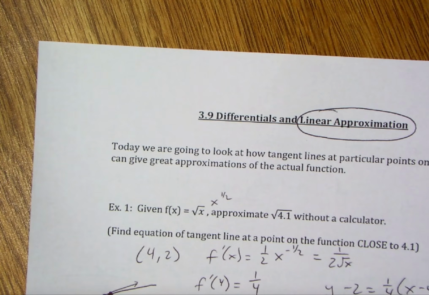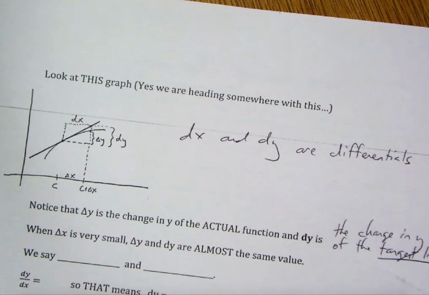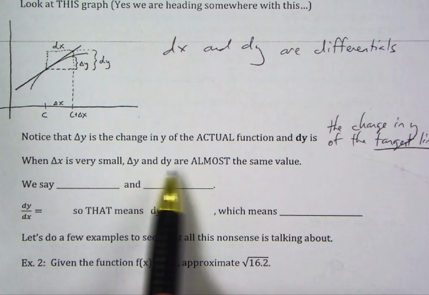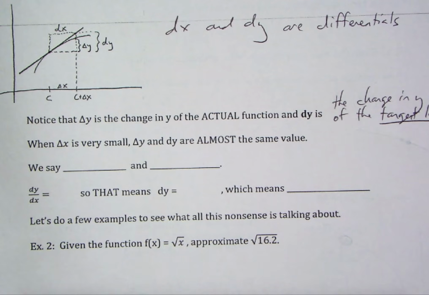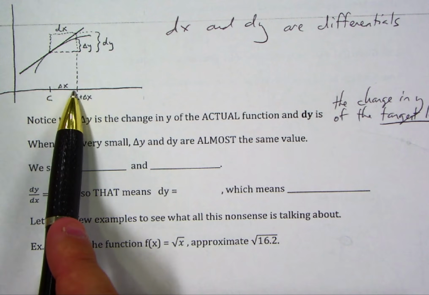This is what I was trying to talk about over here. The y value of the function is so close to the y value of the line. They're almost the same value. So when delta x is really small, delta y and dy are almost the same value. Okay? What we say is this. I want you to look at dx and delta x. Look at how those things vary.